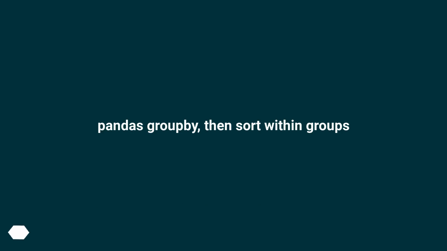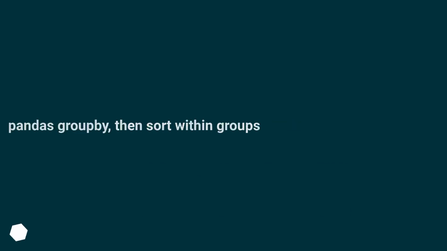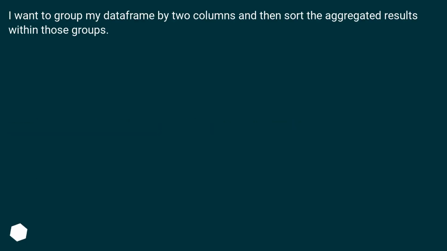pandas groupby, then sort within groups. I want to group my data frame by 2 columns and then sort the aggregated results within those groups.